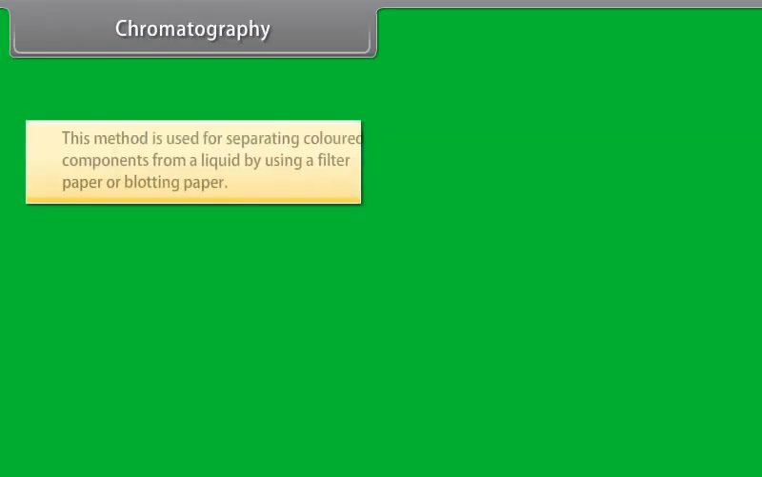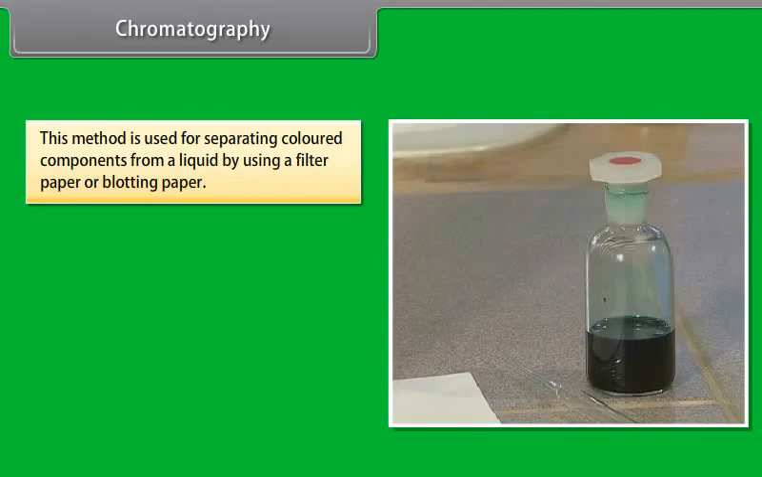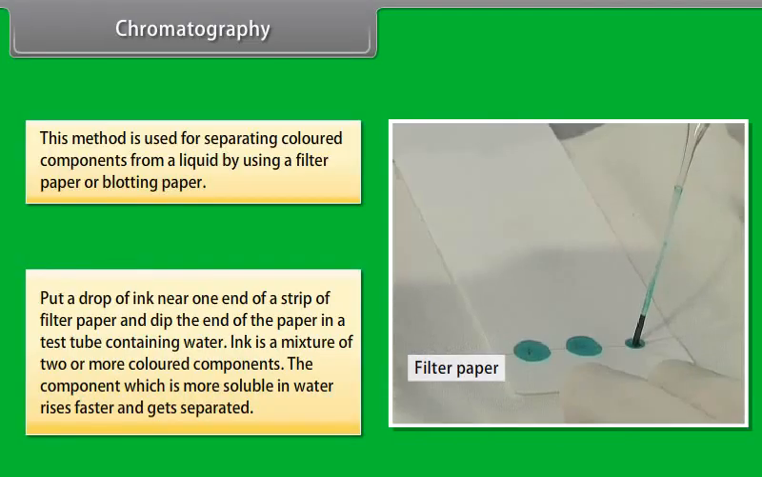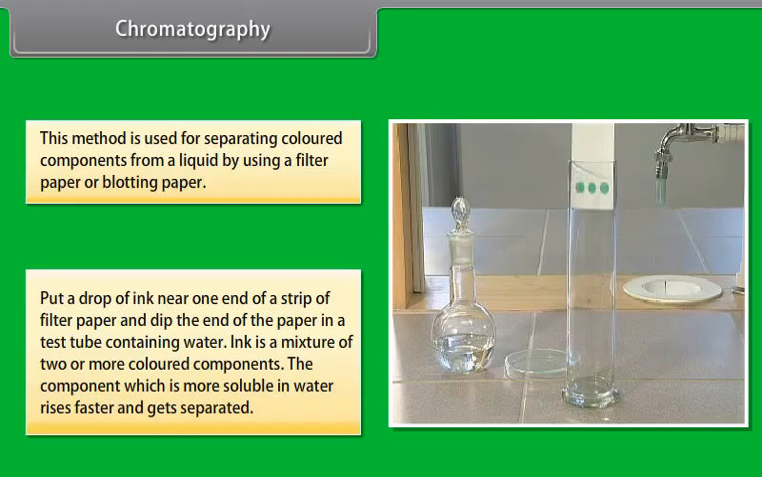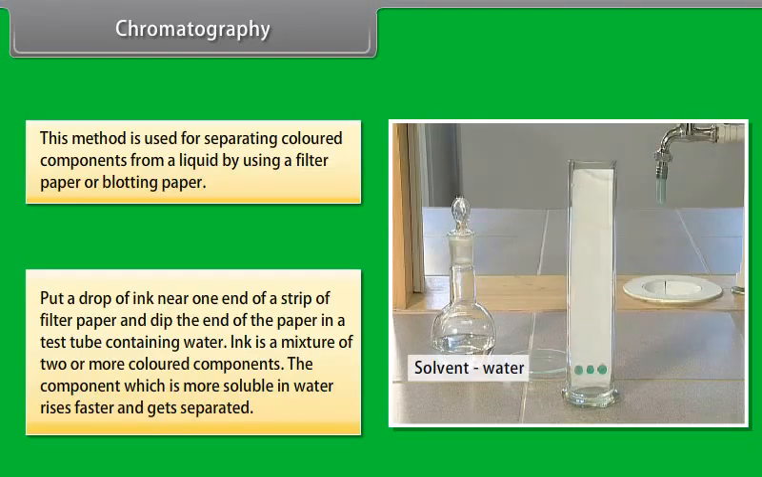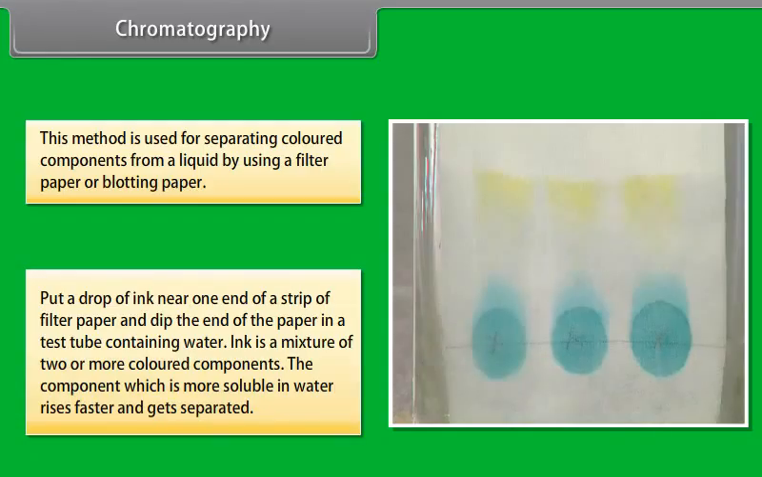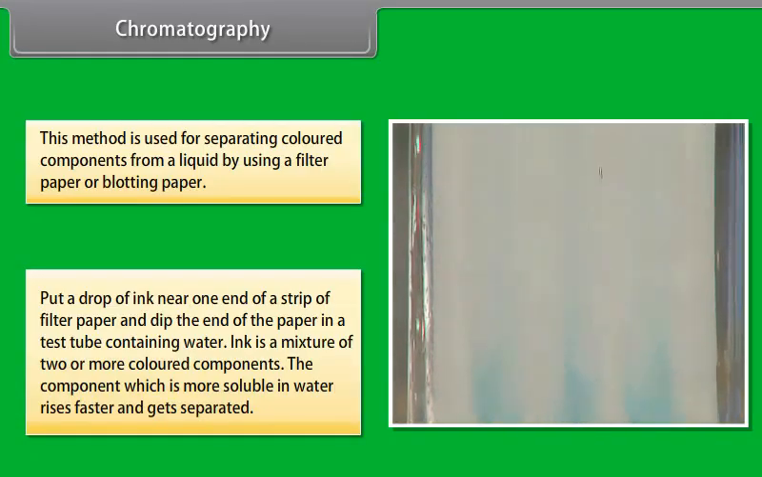Chromatography. This method is used for separating colored components from a liquid by using a filter paper or blotting paper. Put a drop of ink near one end of a strip of filter paper and dip the end of the paper in a test tube containing water. Ink is a mixture of two or more colored components. The component which is more soluble in water rises faster and gets separated.